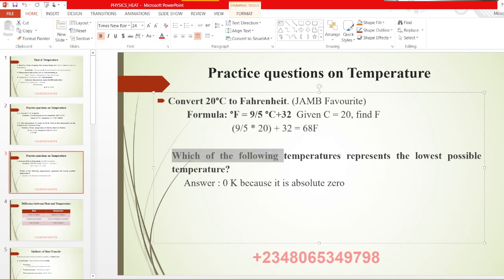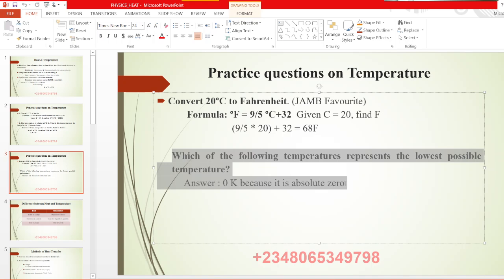Which of the following temperatures represents the lowest possible temperature? As long as temperature is measured in SI units, the lowest possible temperature is 0 Kelvin, because Kelvin is the SI unit used to measure temperature, and the lowest possible temperature is 0 Kelvin. Yeah, it is referred to as absolute zero.